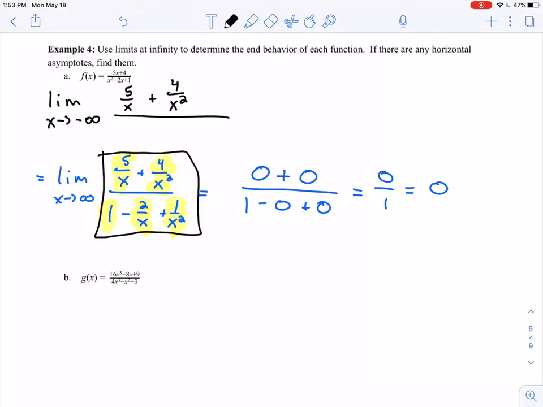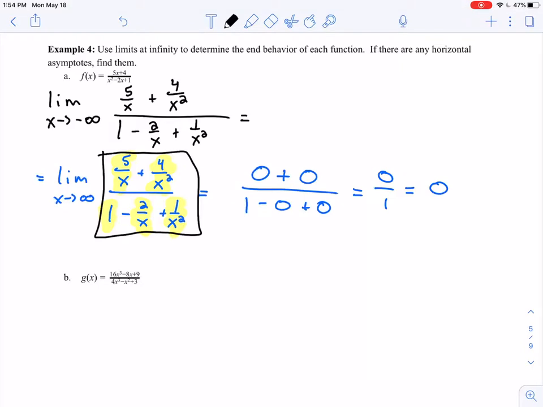So I'm going to look at (5 over x plus 4 over x squared) over (1 minus 2 over x plus 1 over x squared). And again, in this case, because this is a rational function, we should approach the same value on either side, but we just want to double check and make sure here.